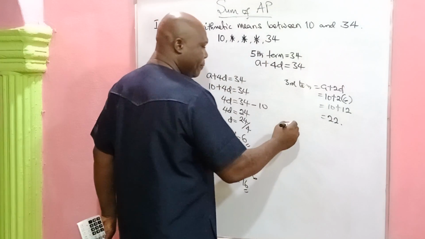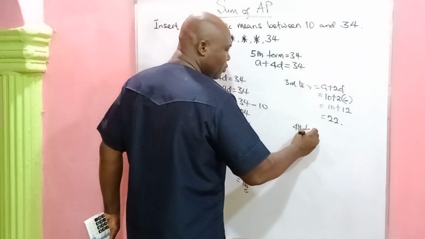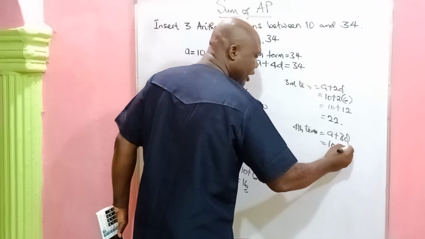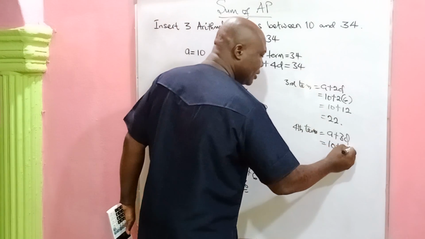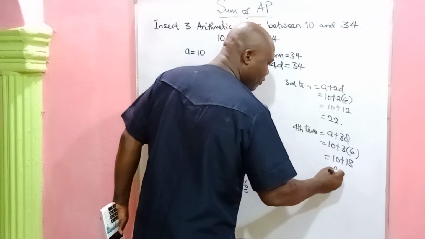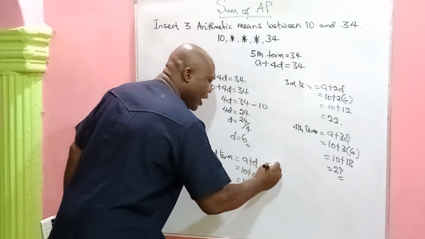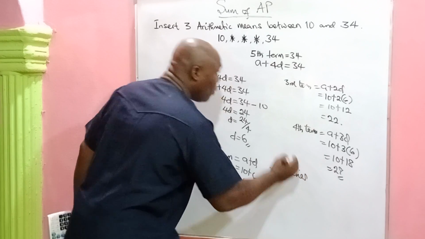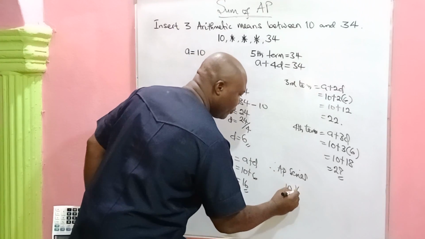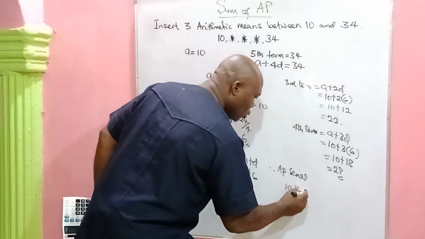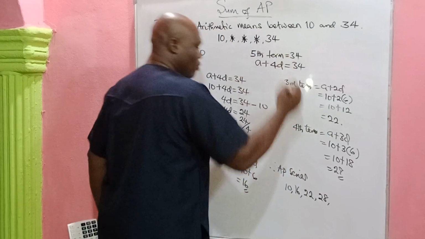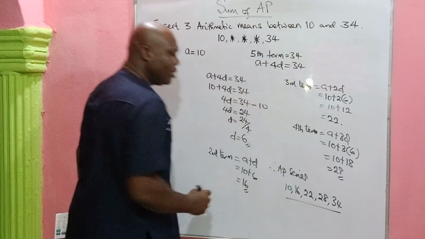And then we need the fourth term. The fourth term, of course, is A plus 3D. A, the first term is 10. 3 into D, we have computed D to be 6. So we are going to have 10 plus 3 times 6, which is 18. And this will give us 28. Therefore, the AP series that was coded here is 10, being the first term. The second term, 16. The next term, 22. The next term, 28. And then the last term, which was 34. So this is the AP series that was coded here.